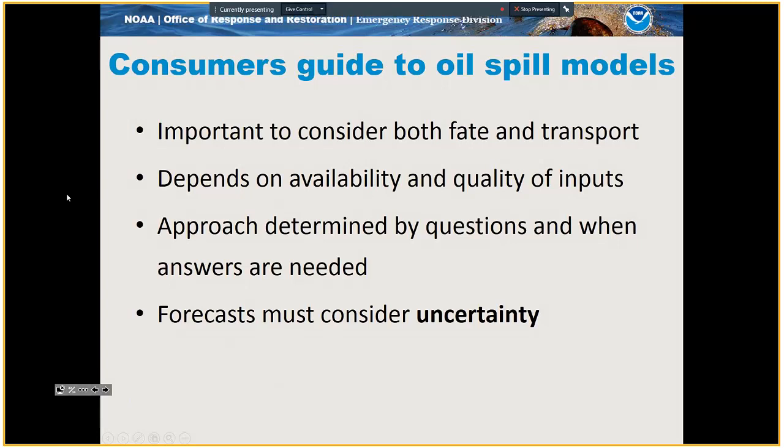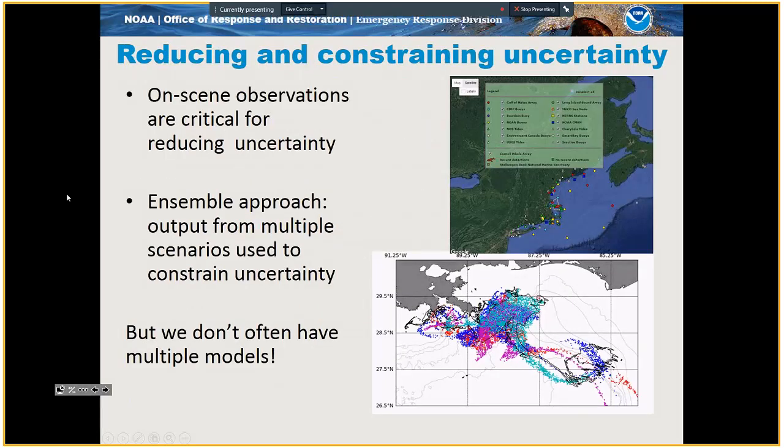So this gets us down to forecasts needing to consider uncertainty. It's really, really critical. There's always uncertainty in our models, and we need to consider that. We need to have a handle on it. We need to present that to the people who need to know. So how do we also constrain that uncertainty as much as possible? How do we do that?